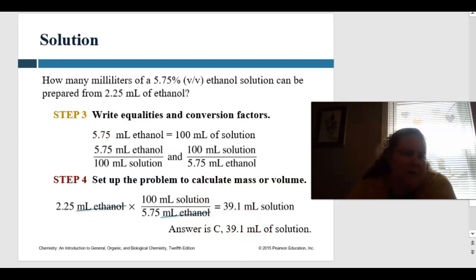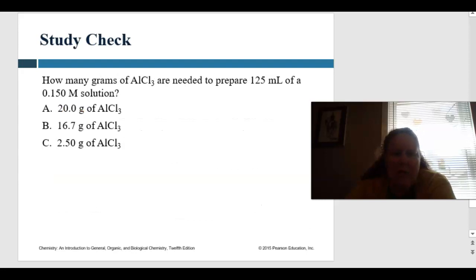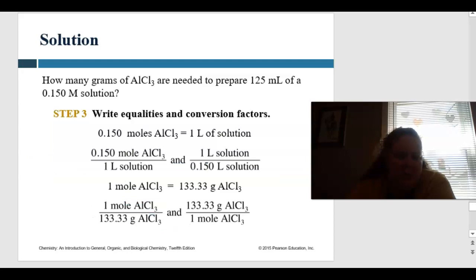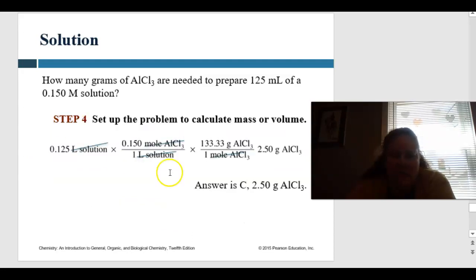Okay, let's try this again. How many grams of AlCl3 are needed to prepare 125 milliliters of a 0.150 molar solution? Pause and come back. Right, so we were given this and we need the grams. So we're going to write a plan and then plug in those numbers. Okay, and then our solution is answer C, 2.5 grams of aluminum chloride. Right, great job.